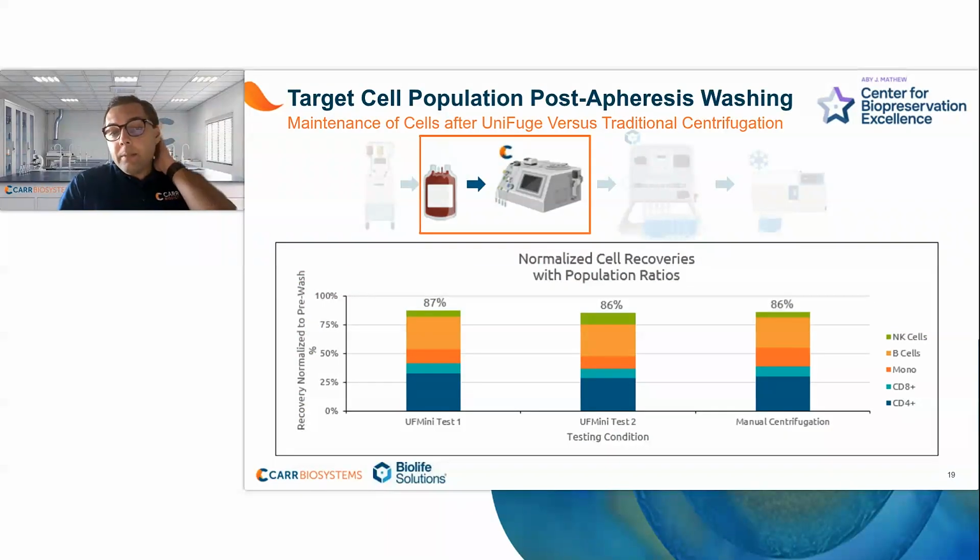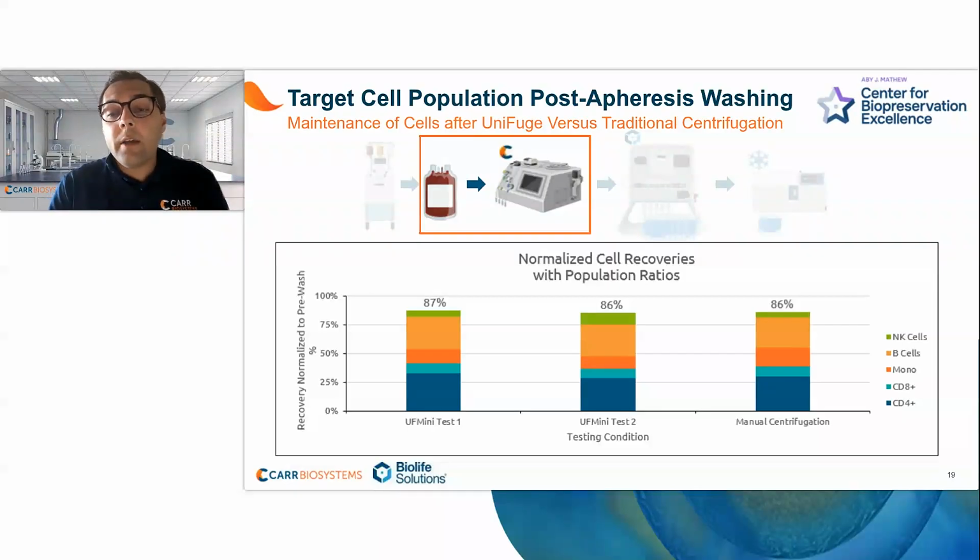And as you can see here on the screen, the 2 bar graphs on the left-hand side were all with the same donor, 2 test conditions with the unifuge, 1 with manual centrifugation. And across the board between the 2 UF Mini runs and the manual run, we saw nearly identical viable cell recoveries of each of the cell types observed, such as NK cells, B cells, monocytes, CD8, and CD4 T cells. So depending on the individual process, where the target cells might be NK, T, or other immune cells, and the associated goals of the developer, you will be able to achieve consistent target cell populations within the unifuge system.